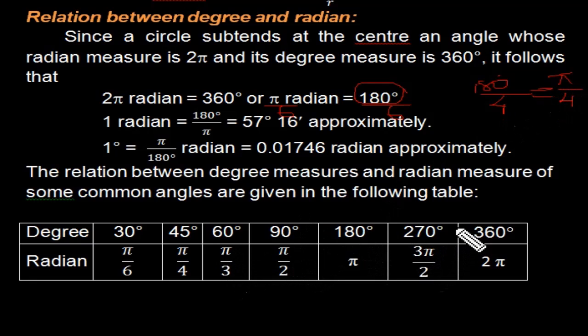And for 270, you might ask how to change it. We know that 3 times 90 is 270. For 90 it's pi by 2. So when I multiply 3 with 90, it becomes 270, so 3 times pi by 2. And if I multiply 180 by 2, I will get 360. So 2 pi is equal to 360 degrees. These are the few important conversions which we often use in the problems.